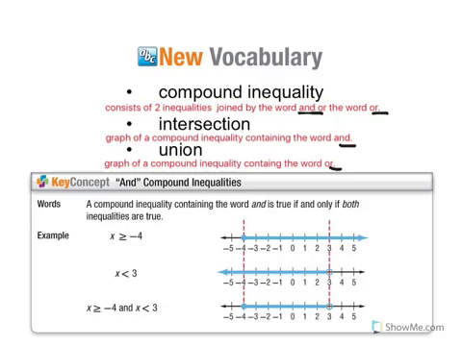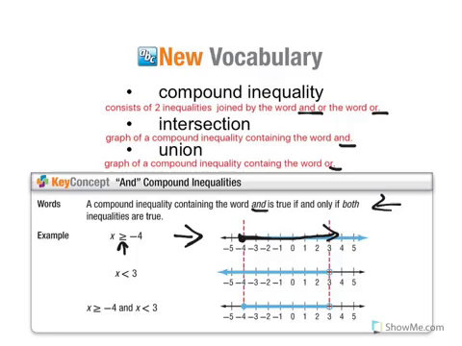So if you take a look at the words here for the key concept, a compound inequality containing the word and is true if and only if both inequalities are true. So the example we have here, x is greater than or equal to -4. And to the right, we went ahead and graphed it. Now remember, the line underneath means that we're going to have a closed circle, and we're going to shade to the right because anything greater than -4.